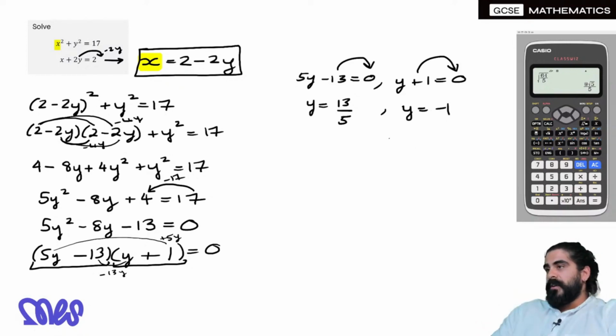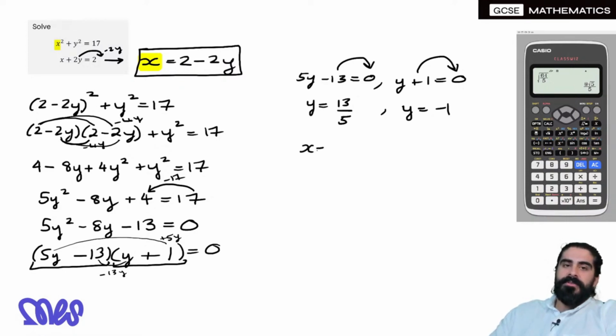So just as advice for you guys, if it's a non-calculator paper, always try your luck with factorizing, although completing the square is an awesome technique to do all this as well. Okay, then remember, once we have the y values, we sub it in to get our x values.